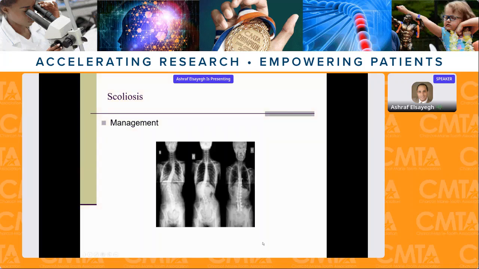And this is what it looks like after correction. To the left of your screen, you have a patient with scoliosis. And then all the way to the right is straightening of the back. And you can see the metallic hardware in there straightening out the back.